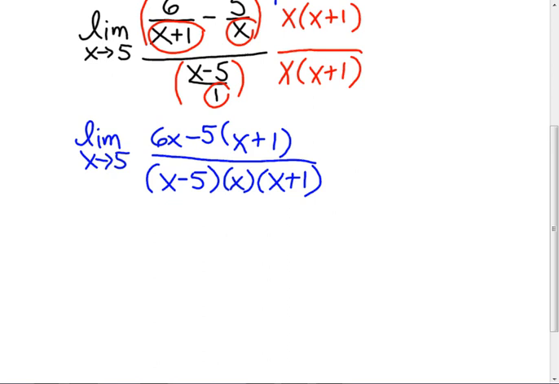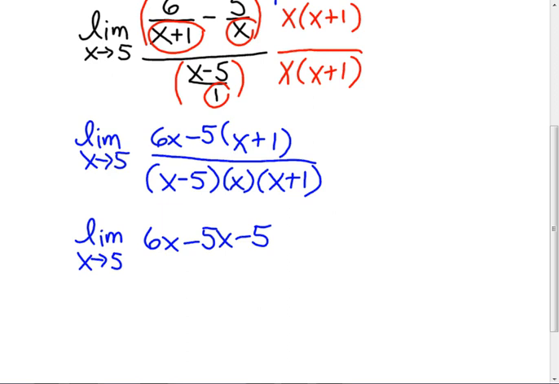Can I cancel the x plus 1? It's up to you if it is. No. If I had parentheses on 6x minus 5, I'd be allowed to do that, but I can't. So now what I have to do is simplify that numerator. Nothing I can do with 6x, but I can distribute the negative 5. What do I get? Minus 5x minus 5.